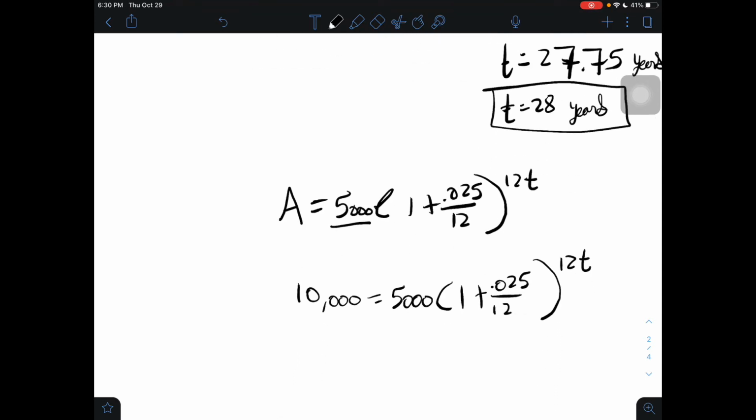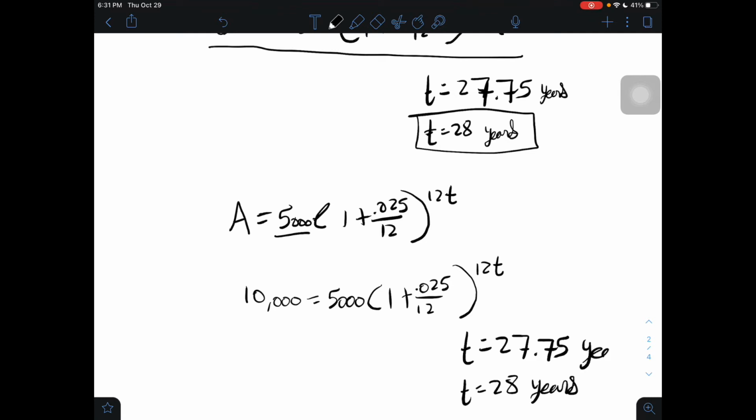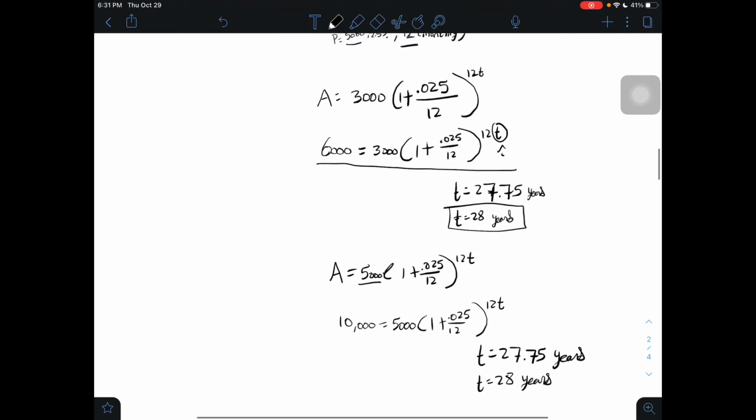And we get t equals, and surprisingly, we also get t equals 27.75, and t equals 28 years. It's not that surprising, since we are actually trying to prove that our initial investment doesn't affect our doubling time as much as our APR and our compoundings per year, and that's just been proven right here.